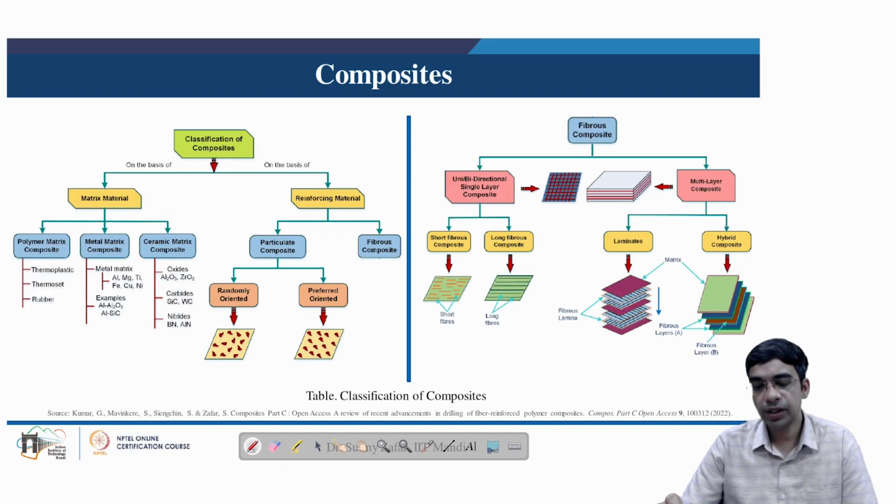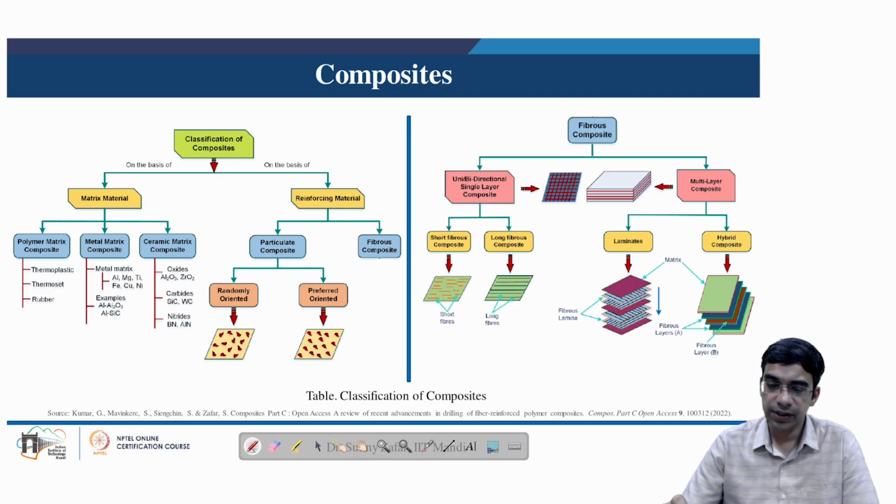Based on the reinforcing material, there may be particulate type composites or fibrous composites. In particulate type composites, it is basically particulate reinforcement where the aspect ratio is nearly equal to 1, used as the fillers or the reinforcement. These particulates can either be randomly oriented or they can be oriented in a preferred direction.